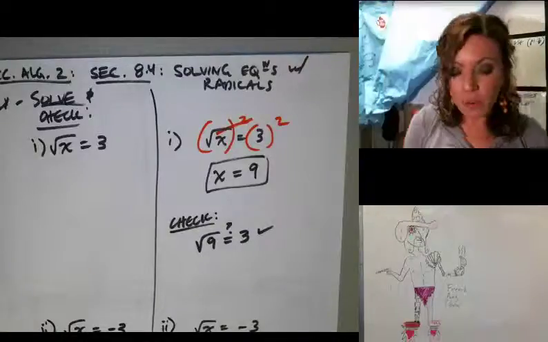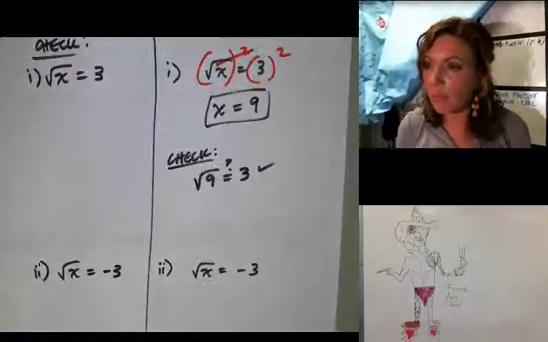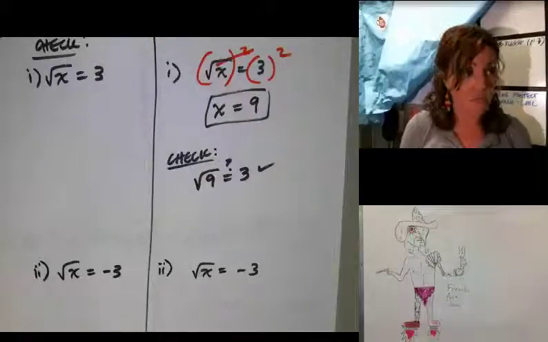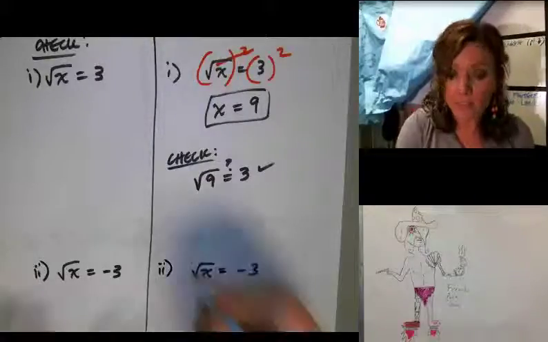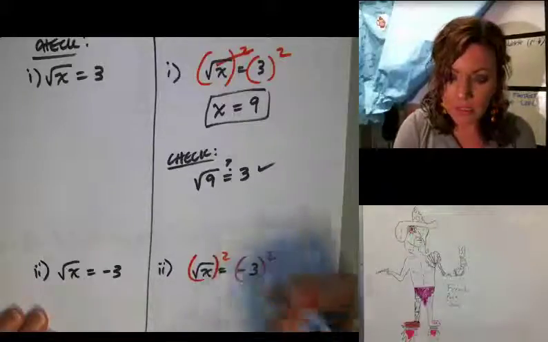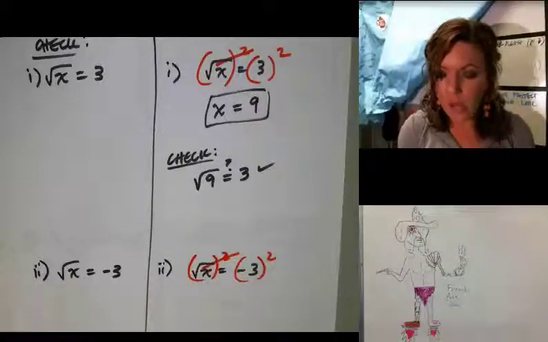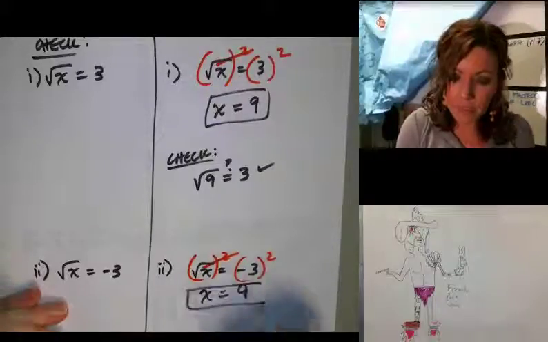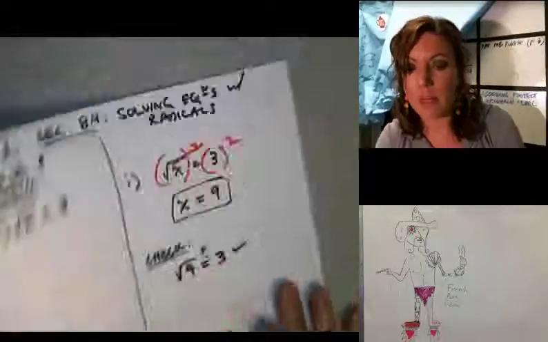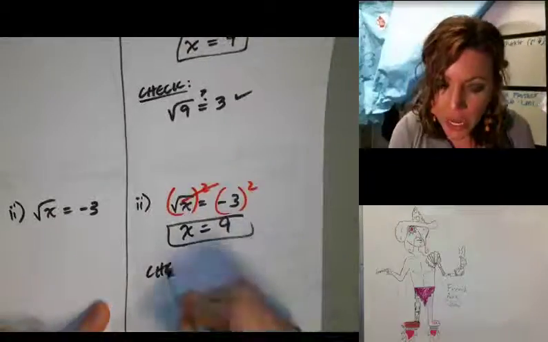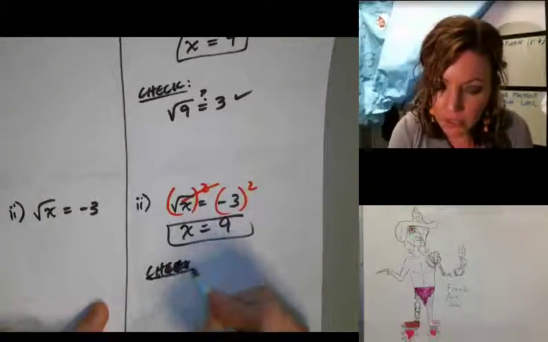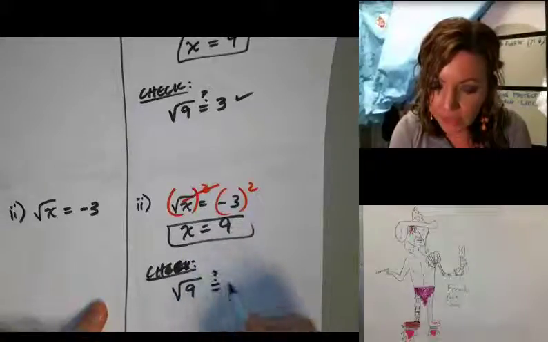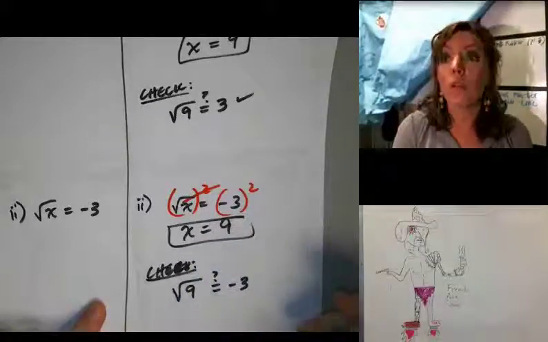Now, if we do the same thing in this next problem, the square root of x equals -3, how do we solve this one? With the same, we square both sides. Squared and square root cancel each other out, and we have x equals what? 9 again. Okay. If we check it, let's move it up so you all can see it. The square root of 9, we want to see, does that equal -3? No.